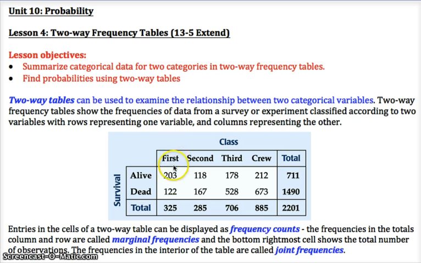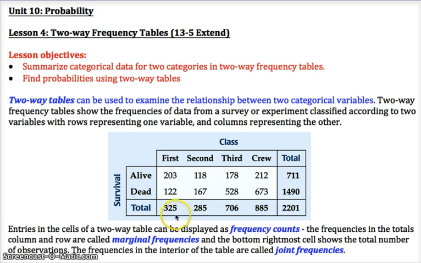So in the first class, there were 325 total first class passengers. 203 of them survived, 122 died, and so on. So that's how you read that. And what's nice about this one is they included these totals for you. They don't have to include those. You may have to fill those out, but those are really important to have. These start to fall into denominators when we start to look at probabilities.